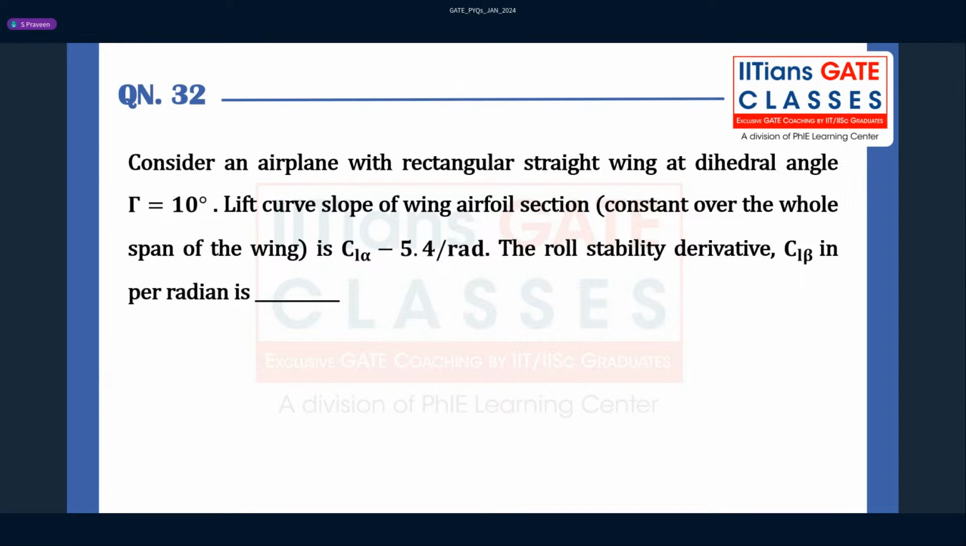Consider an airplane with a rectangular straight wing at a dihedral angle of gamma equal to 10 degrees. The lift curve slope of the wing airfoil section, CL alpha, is equal to 5.4 per rad. Then the roll stability derivative in per radian is dash. So it's again a direct substitution formula, which means CL beta is minus 2 gamma. So it's not minus beta, so just erase that.